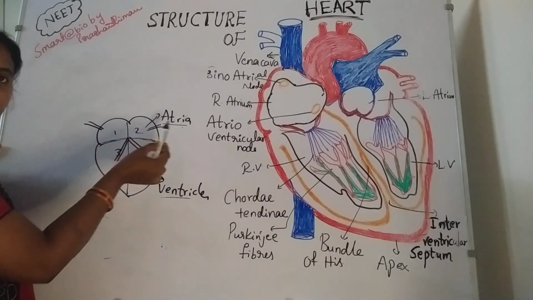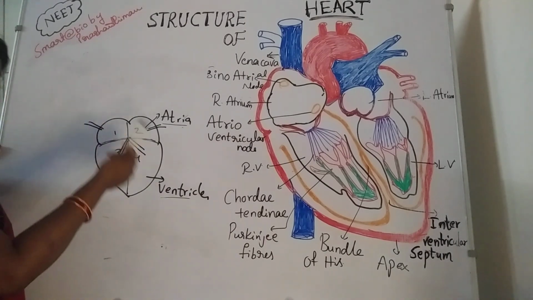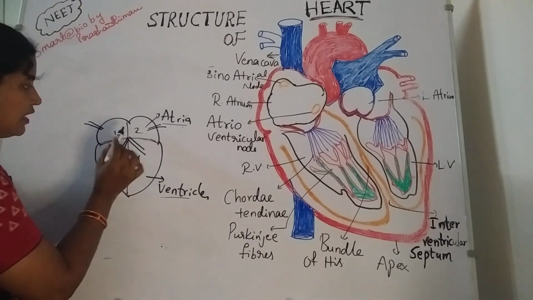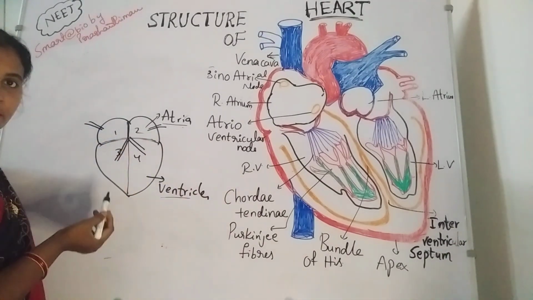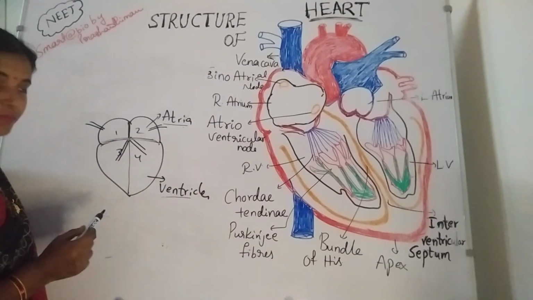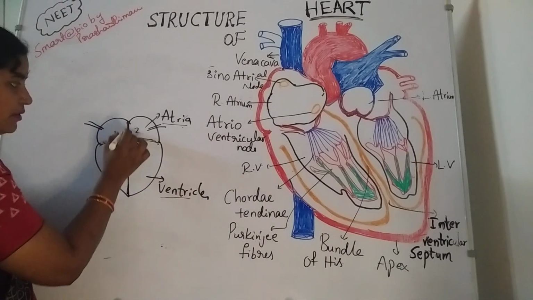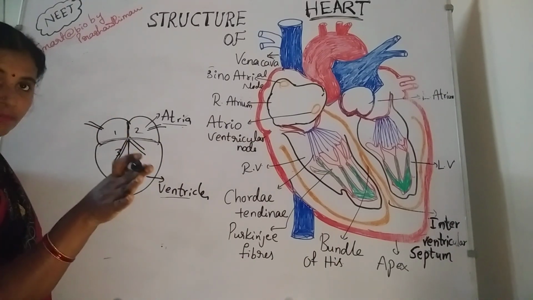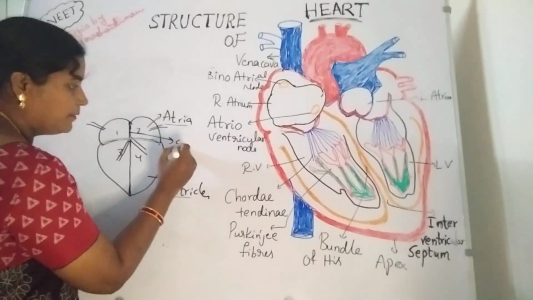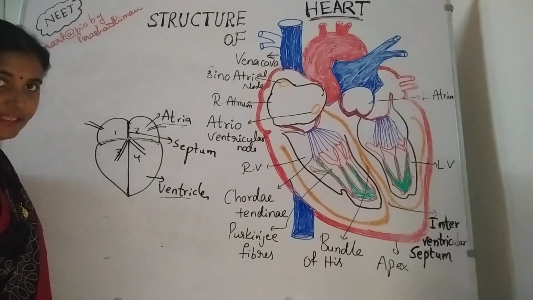Okay, atria are blood receiving chambers and ventricles are blood pumping chambers to the blood vessels. That is the basic structure. See one more thing here: the two atriums are separated by a membrane, the atriums and ventricles are separated by a membrane, and the two ventricles are also separated by a membrane. The membranes which divide the chambers are known as septum.